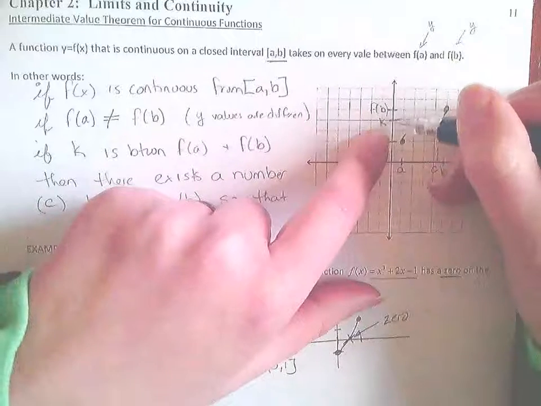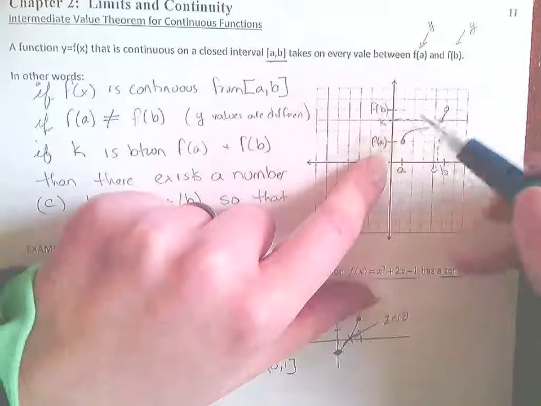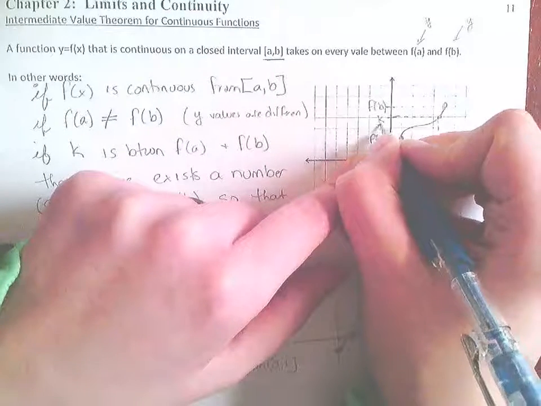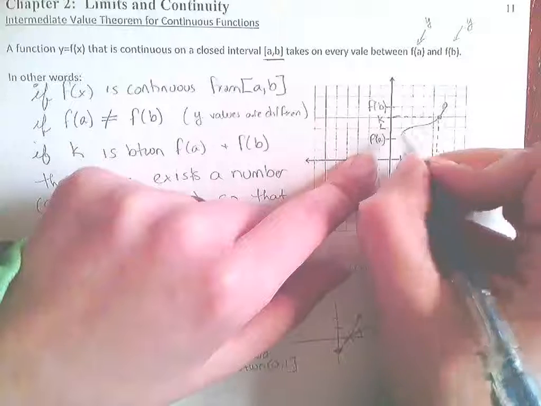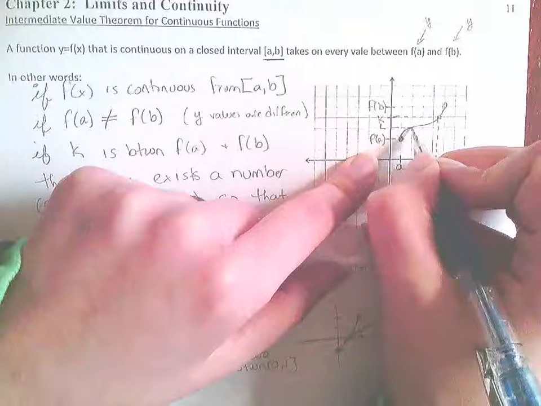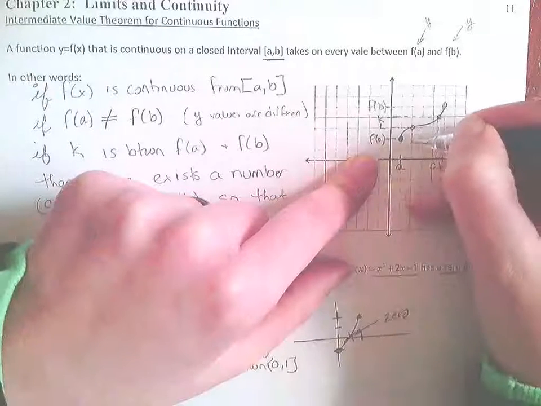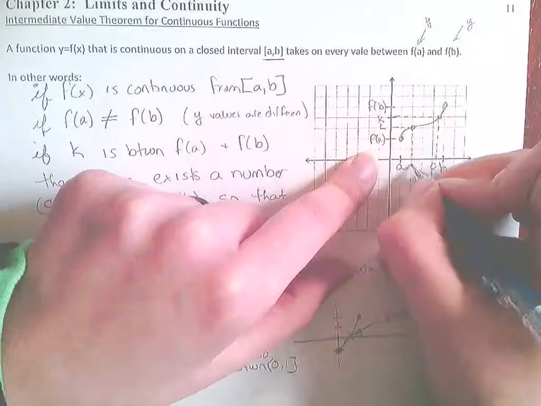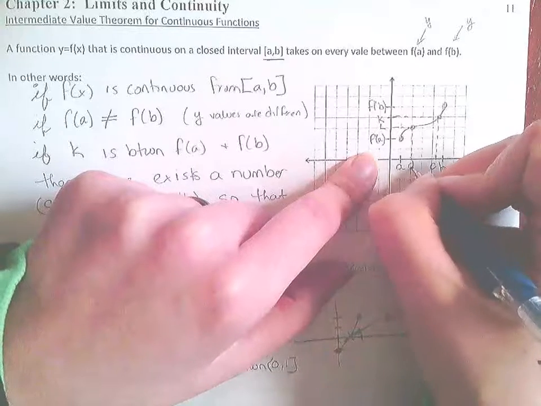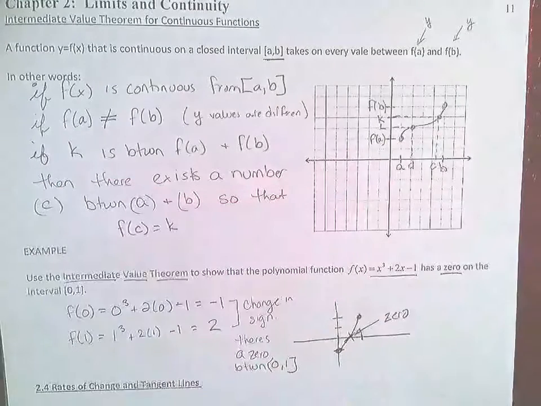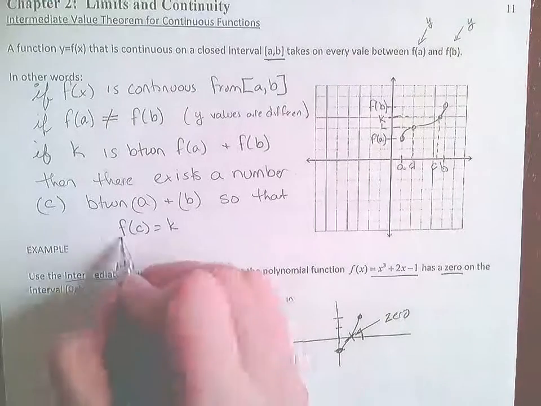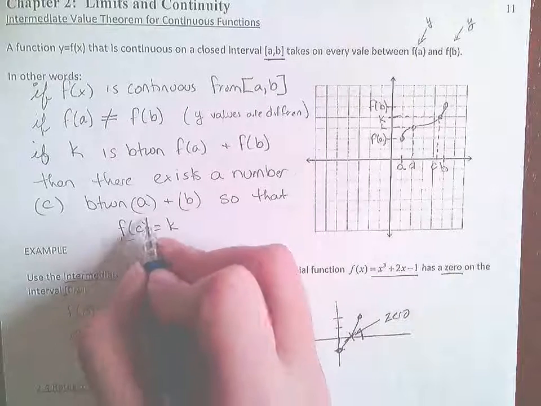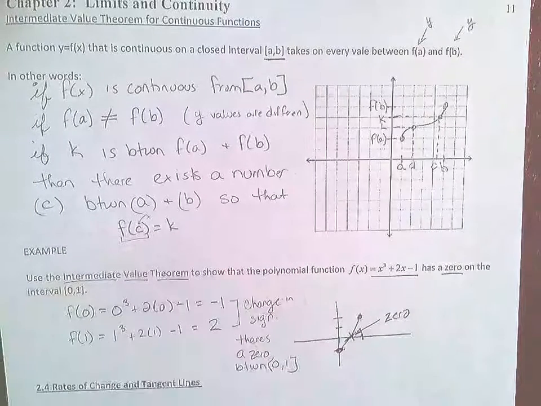So if I pick any k in between f of a and f of b, I picked this one. I could have picked this one. So let's call this one L if you want. It doesn't really matter. If there's a number here and it exists on the graph, then obviously there's an x value for that L. So if we call this D, f of D is going to equal that L value. Because always remember that the inside here is your x value and this whole thing is your y value.